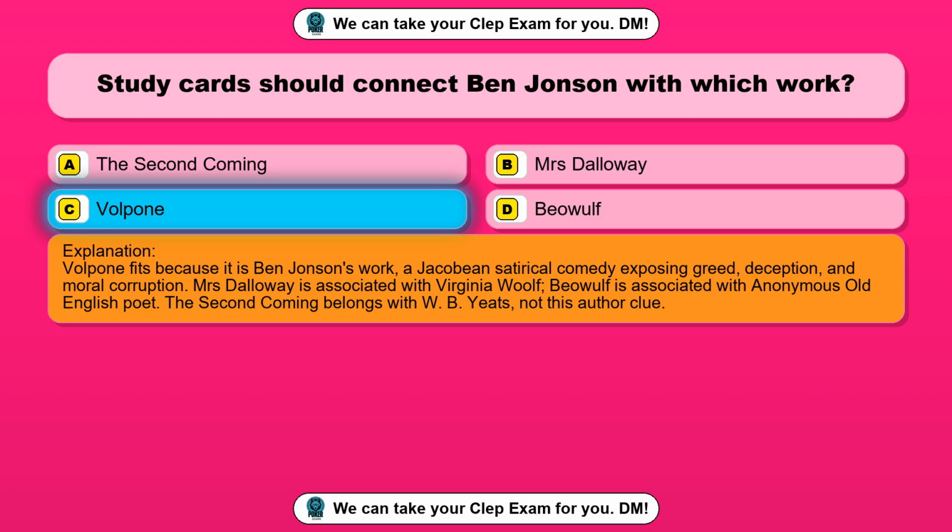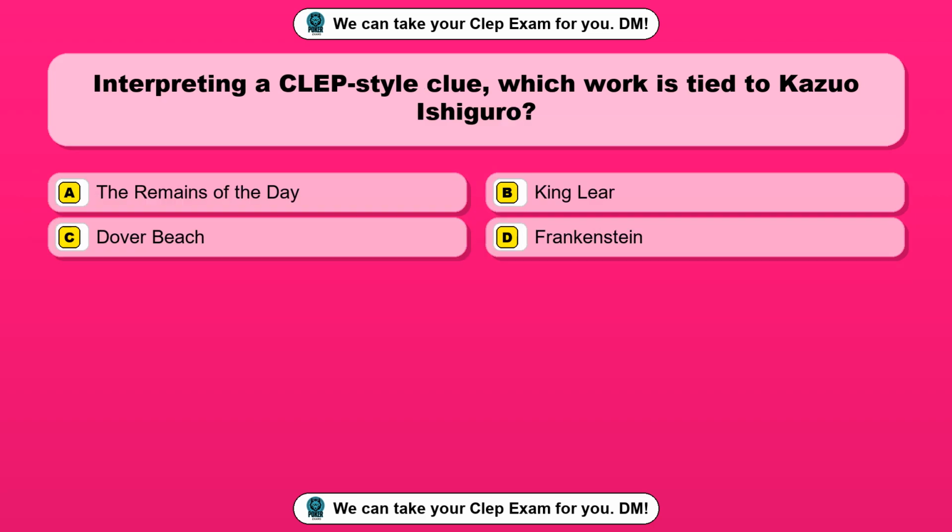Clue. Question 52. Interpreting a CLEP style clue, which work is tied to Kazuo Ishiguro? Option A. The Remains of the Day. Option B. King Lear. Option C. Dover Beach. Option D. Frankenstein. The correct answer is option A. The Remains of the Day.